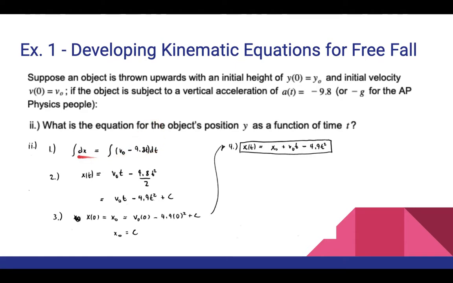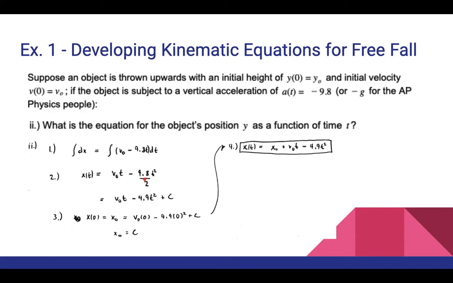So now we can integrate both sides to find the antiderivatives of both sides. That's going to give us x of t, our position function, equals the antiderivative of v naught, and v naught is a constant, so that is v naught times t, minus the antiderivative of 9.8t.